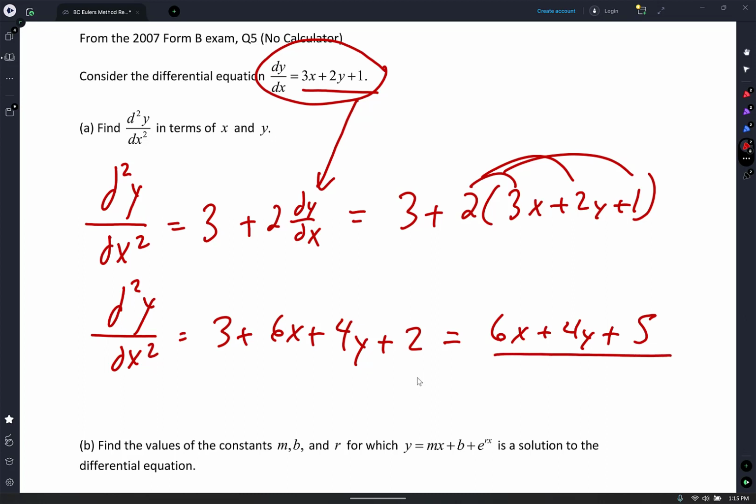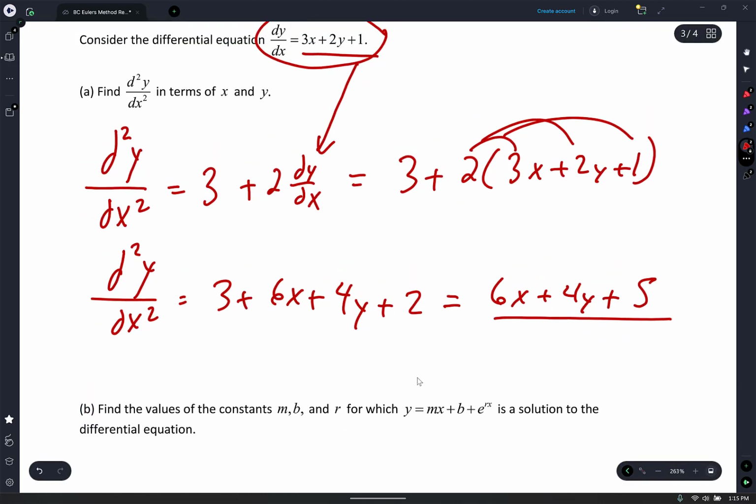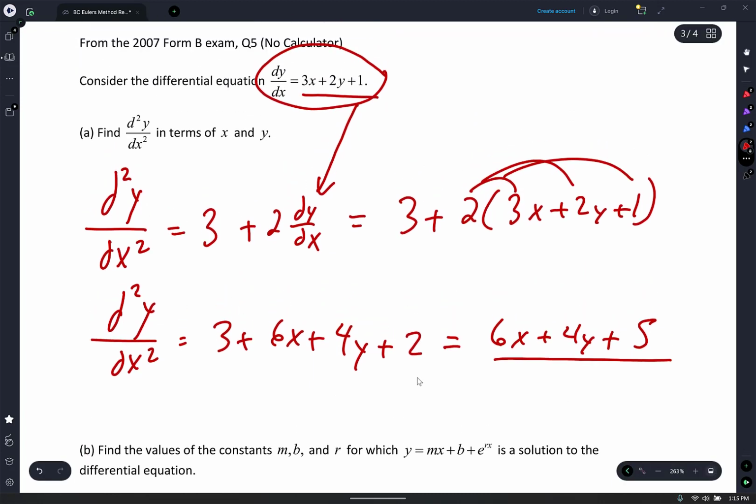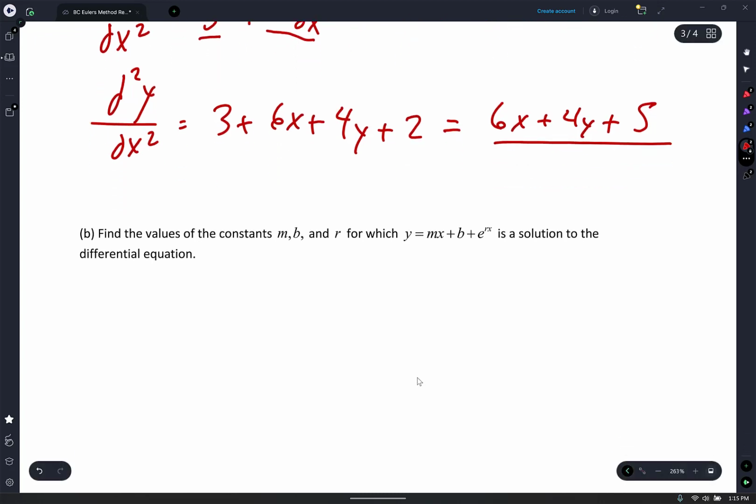Did everyone get that? Okay, all right. Take about 3 minutes. You didn't get that? You took a derivative, right? The derivative of 3x is 3. The derivative of 2y. Oh. Yeah, because that's a constant, so it goes away. All right, take 3 minutes, guys. See if you can figure out letter B.